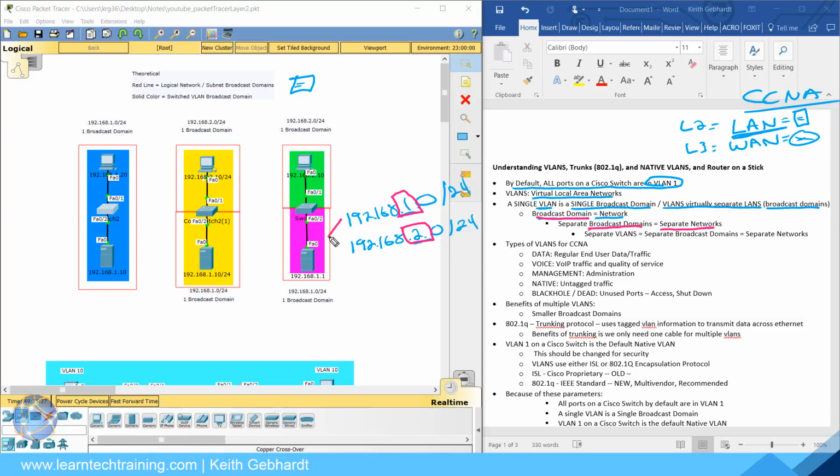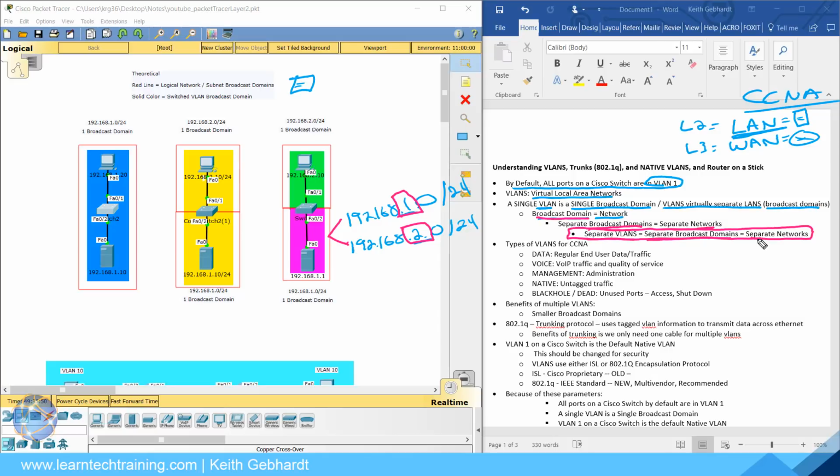And that goes back to here. We have two different networks, two different broadcast domains. To separate broadcast domains, or to separate VLANs, if we have multiple VLANs, you could relate them to being separate broadcast domains or separate networks. This line right here that I'm putting a box around, if you understand this for the rest of your lives in networking, everything else just makes sense.